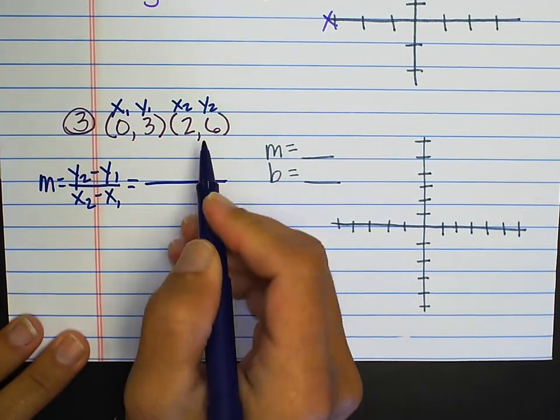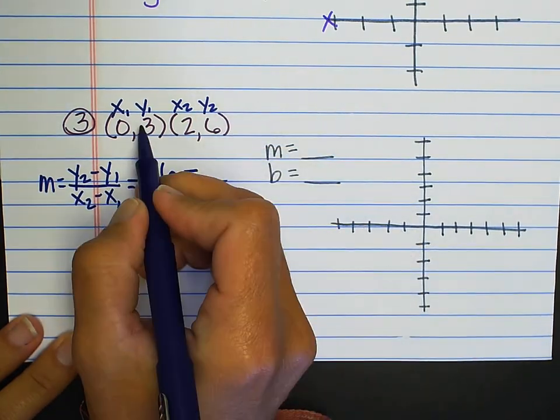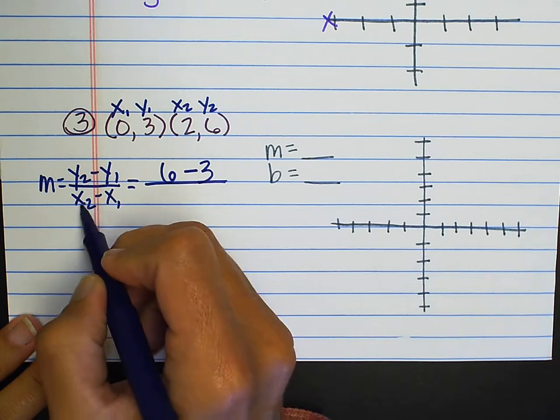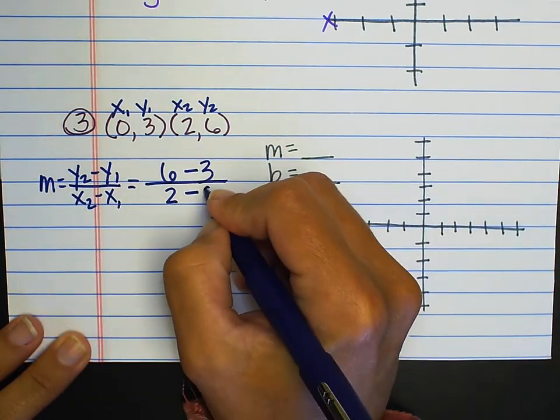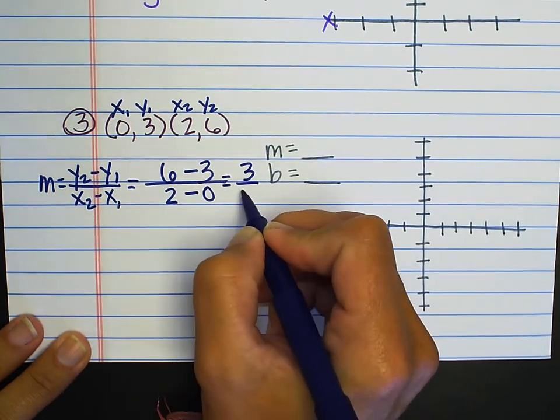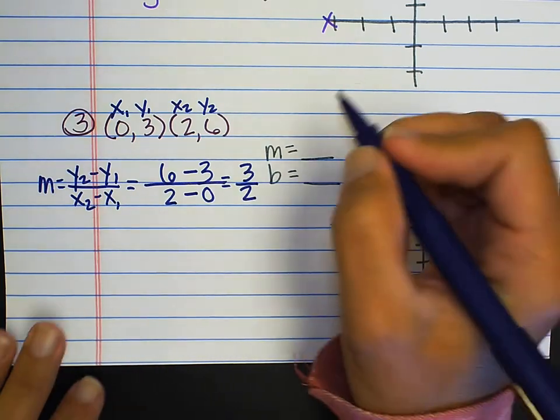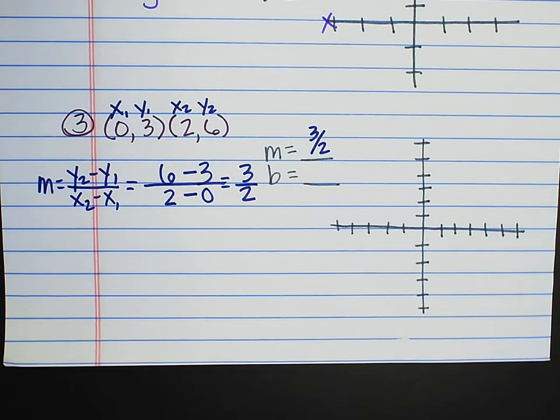Now I'm going to plug the numbers in where they go. So my y2 is 6, minus my y1 is 3, x2 is 2, minus my x1 is 0. 6 minus 3 is 3, 2 minus 0 is 2, so the slope of this line is 3/2. Okay, now I have the slope, and I have points, but do I have my y-intercept? Because I know that's the other thing I need to know.